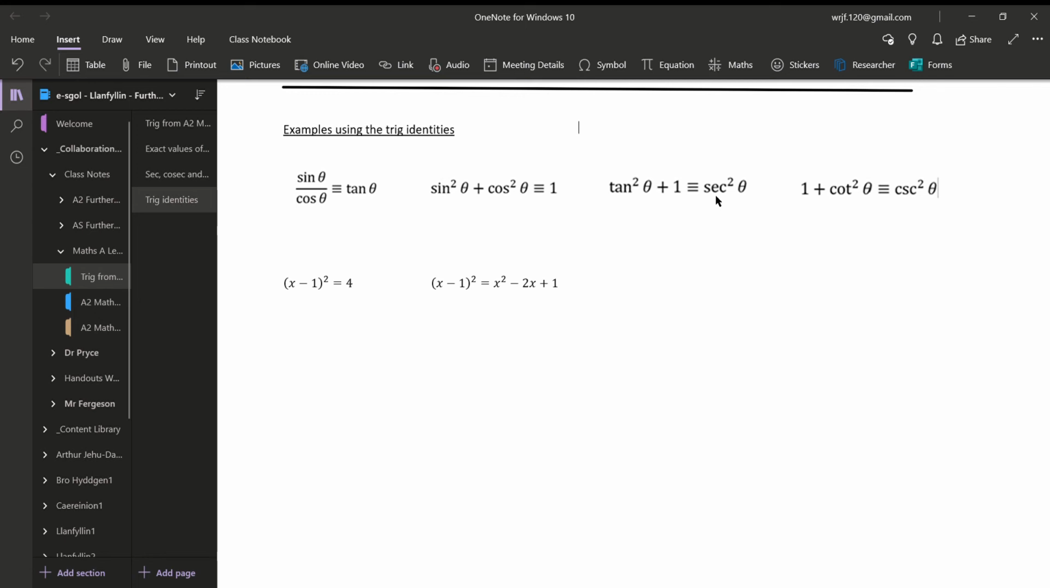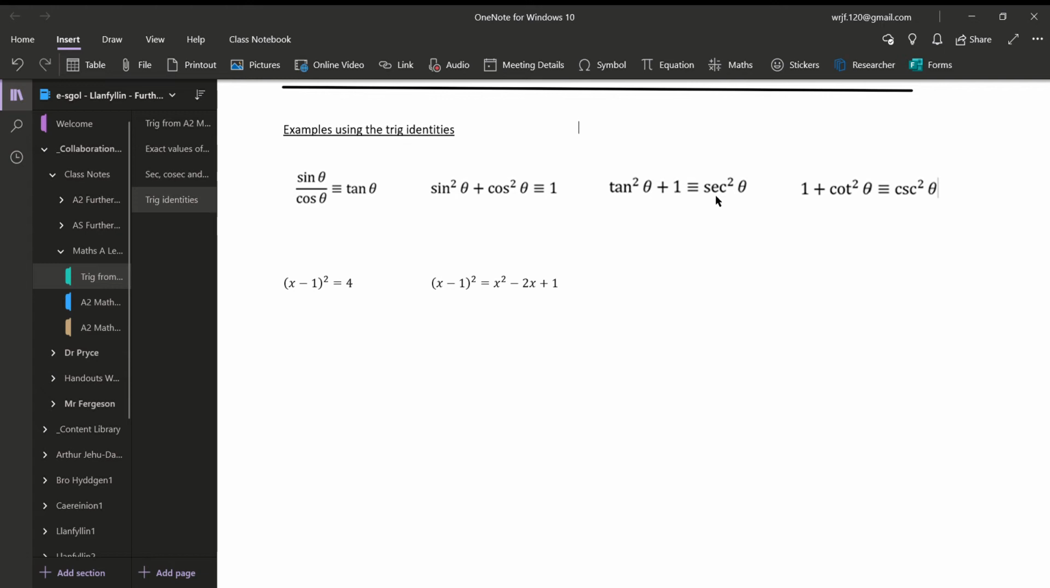In this video I want to have a look at some examples of using the trig identities for a variety of reasons. So there we are, we've got the four trig identities just underneath the title on the screen. And the first thing to say really is just to remember what an identity means. So you can see underneath my four trig identities I've written a couple of things.